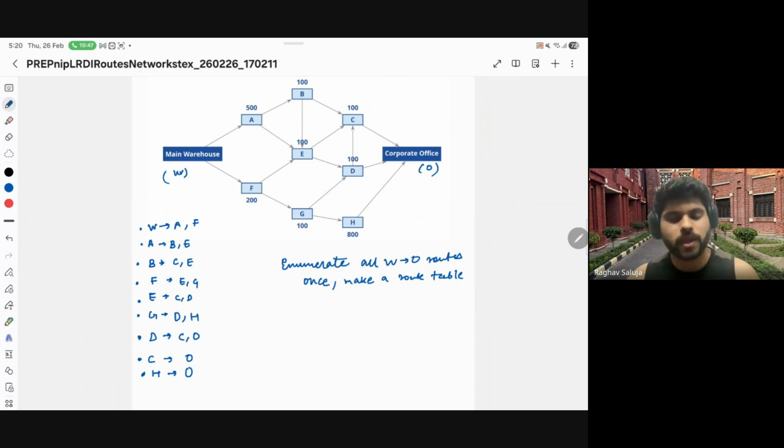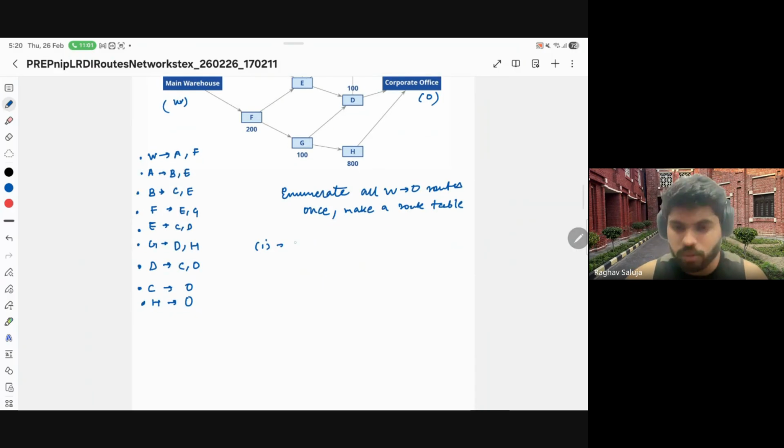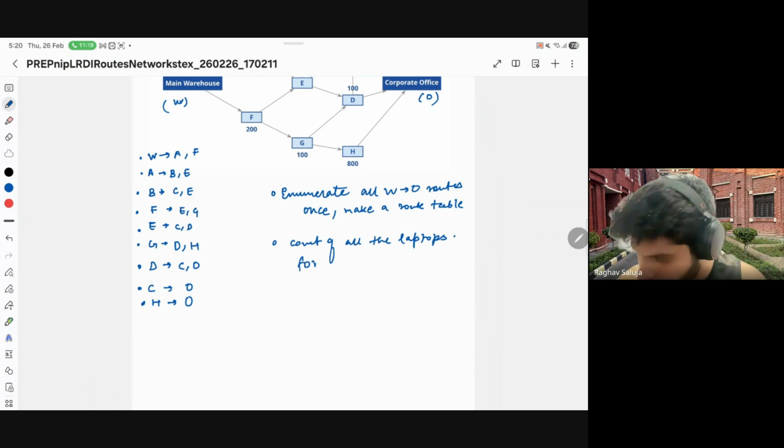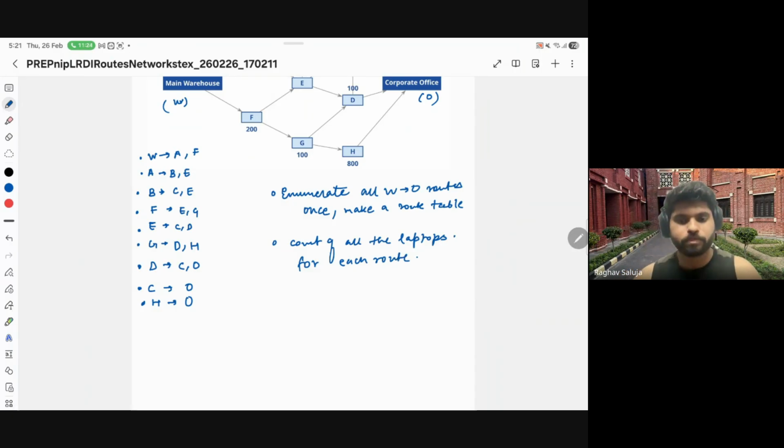So now what we'll do? We'll list down all the possible routes from warehouse to office. For each route, compute total laptops. Then questions are simple counting questions. So pehle mein what we'll do? List all possible routes. ये हमने कर लिया, लिख लिया है. This is your first, and second is count all the laptops. ठीक है? For each route. Now our framework is ready. Start solving.